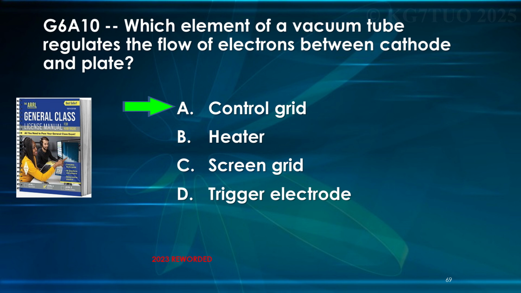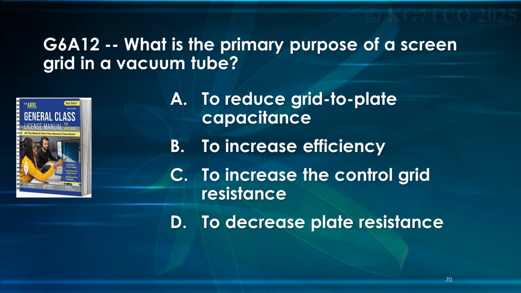And the screen grid wouldn't do that. No, the screen grid is a stationary voltage. Okay. So regulation is control. What's the primary purpose of a screen grid in a vacuum tube? Output.